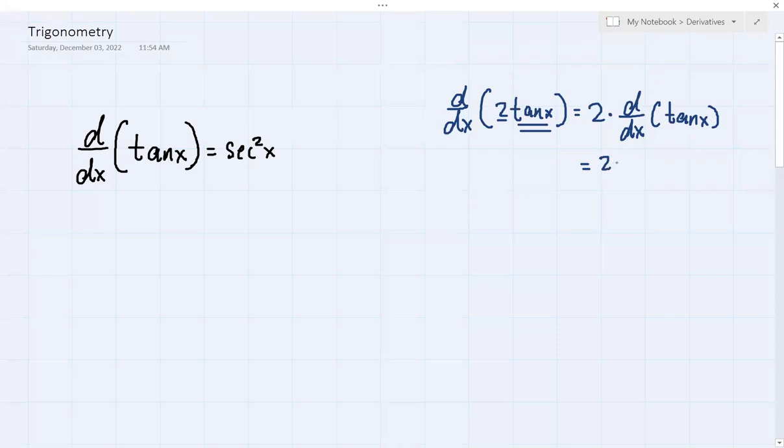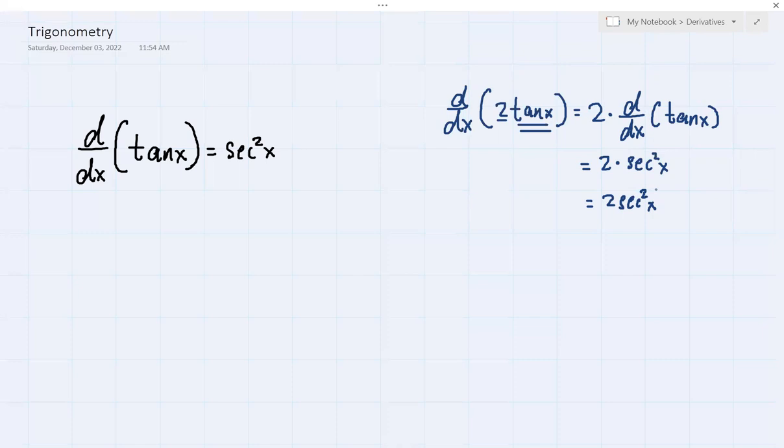So, the derivative of tangent x is secant squared x. Therefore, we have 2 times the secant squared. Okay? Or, pwede pa itong i-simplify. Usually, ang pag-simplify kasi ng trigonometric, dapat naka-sine or cosine siya. Okay? Dapat naka-sine x or cosine x.